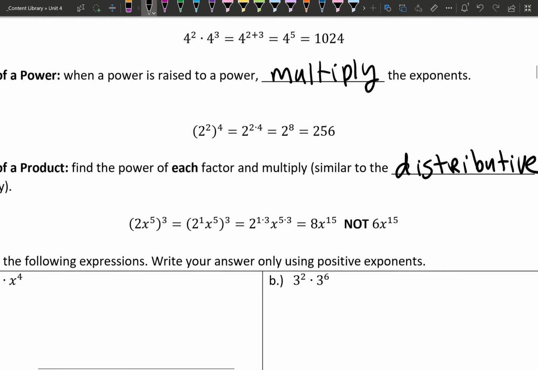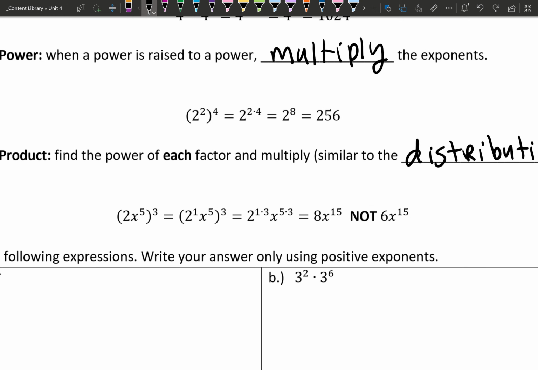So in this little example, I have 2x to the 5th to the power of 3. I rewrite it as 2 to the power of 1, x to the power of 5, and all of that to the power of 3. And then it looks like I distribute because I multiply those powers by 3. Make sure you're not doing 2 times 3. You're doing 2 to the power of 3.